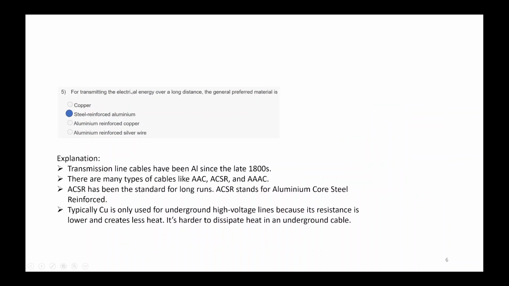The fifth question is for transmitting electrical energy over a long distance, the generally preferred material is. Options are copper, steel reinforced aluminium, aluminium reinforced copper, or aluminium reinforced silver wire. So your answer will be steel reinforced aluminium. So ACSR is used, which is aluminium core steel reinforced.